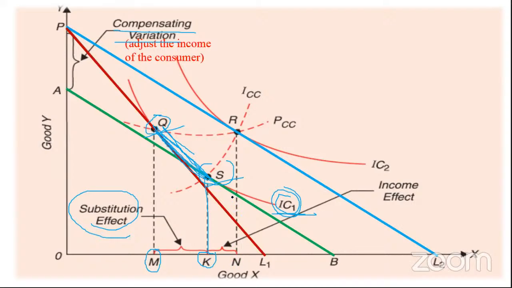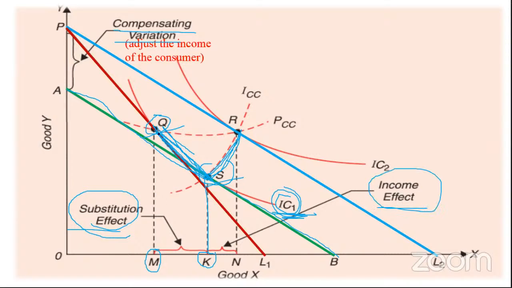Remaining from OK to ON, from the equilibrium position S to R, this much line represents the income effect. How we are dividing is based upon the compensating budget line, drawn tangent to the previous indifference curve. At that time our price effect will be decomposed into two effects: one is the substitution effect, another is the income effect.